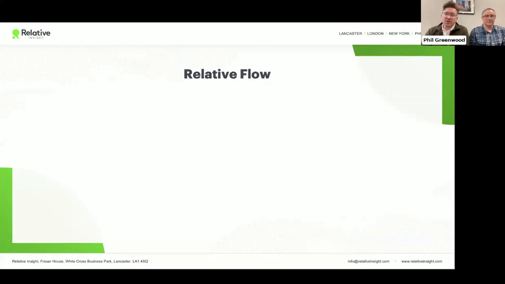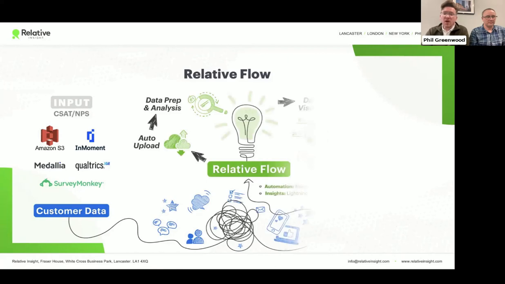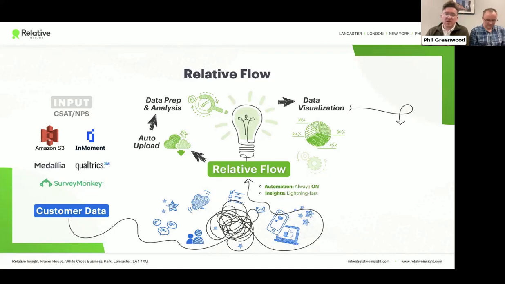Then actually going into Relative Flow, your data journey would start within your organization, so your CSAT and NPS of your continuous use case. And then it could be in Moments or Qualtrics, or you've got it in an S3 bucket where you've got your data stored. Then, based on your business requirements, we're able to go off and fetch that data. This could be daily, this could be weekly based on your needs. It's a pulse survey or it's a monthly survey.